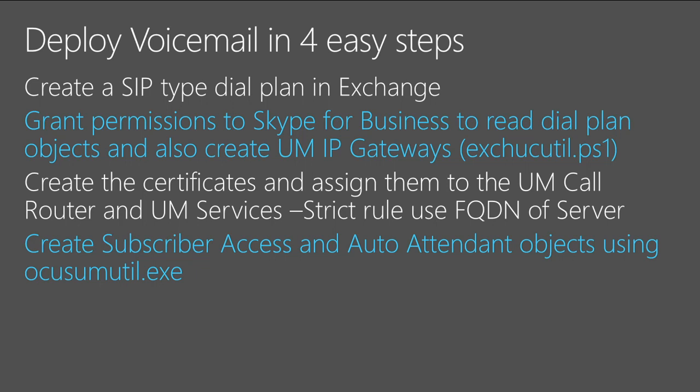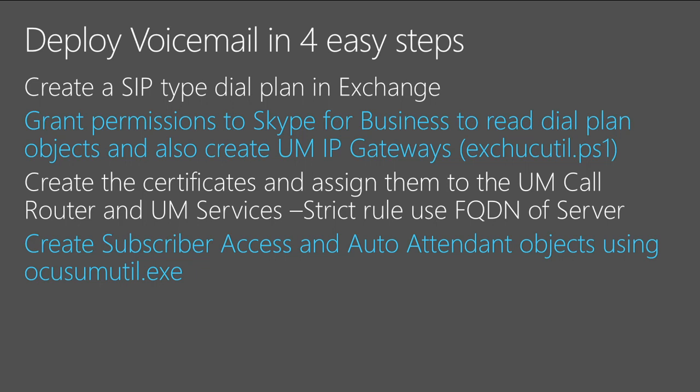Deploying voicemail on-prem. Again, 4 easy steps. There's only 3 when you're doing hybrid. So essentially, we're going to create the SIP type dial plan in Exchange. In unified messaging, once you've created the dial plan, hopefully you've determined what the subscriber access number is, and you've associated the subscriber access. I'm going to walk through this, by the way, in the lab, so you'll see this.